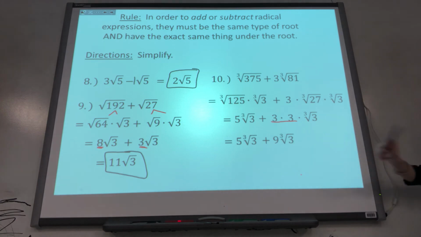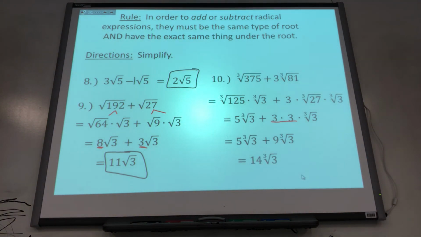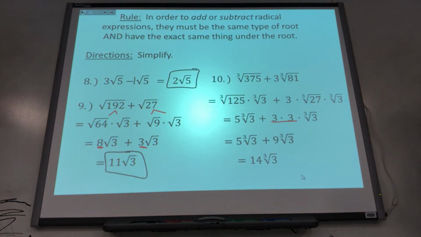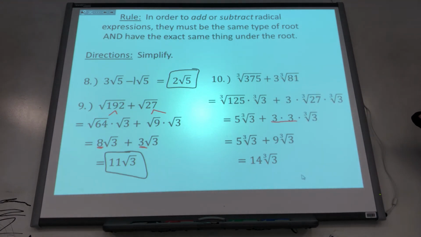Cube root of 3, cube root of 3, so I'll add the numbers in front, and that makes 14 cube root of 3. Again, even if you do all that work and you still can't add them up, it's fine. You still want to simplify the roots as much as possible. Any questions on that?